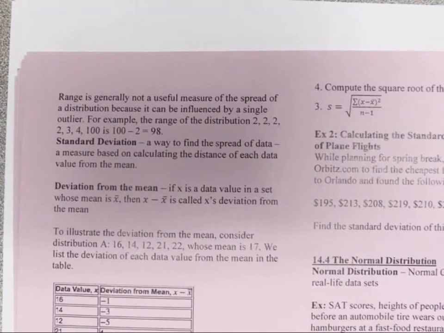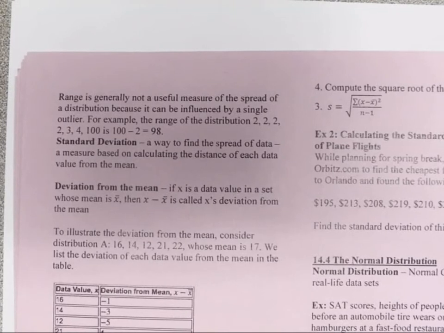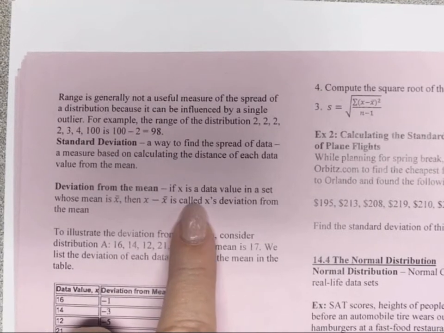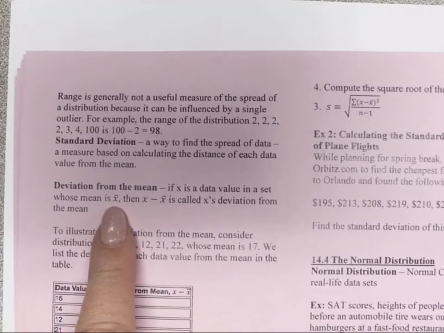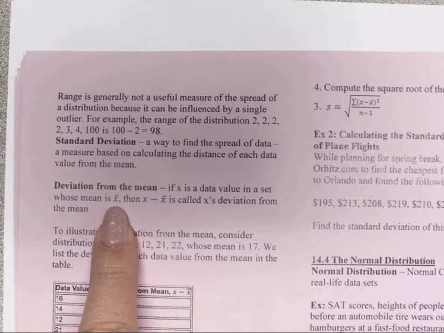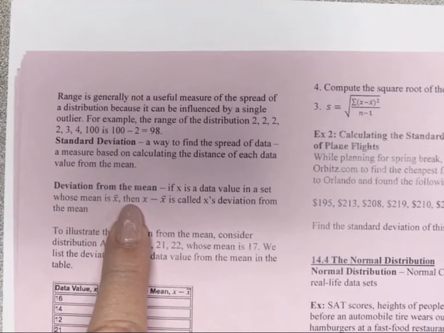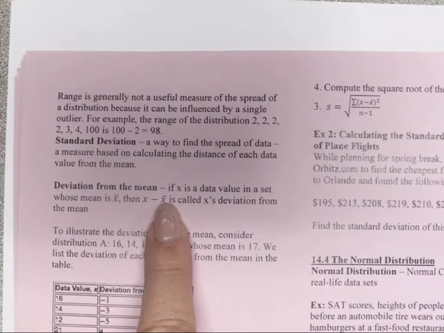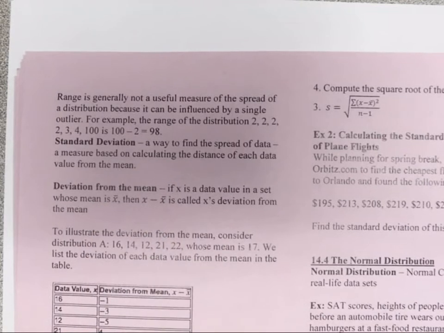However, standard deviation is a way to find the spread of data, which is a measure based on calculating the distance of each data value from the mean. So we're going to look at how it deviates from the mean. It's called the deviation from the mean. If x is a data value in a set whose mean is x bar, which we've seen in the last section, then x minus x bar, remember x bar is the mean, is called x's deviation from the mean.